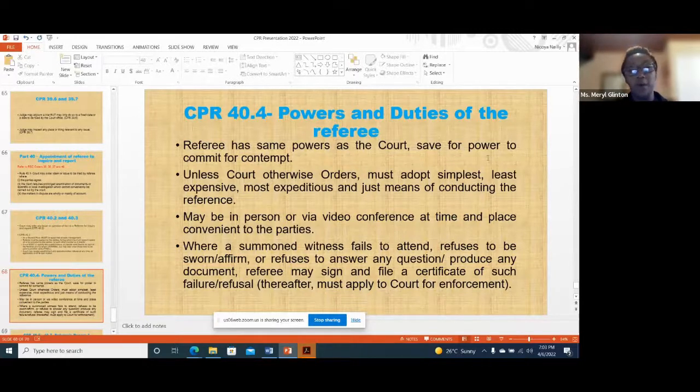And of course, remembering the witness summonses, which were addressed by Her Ladyship, where a summoned witness fails to attend or refuses to be sworn or affirmed or refuses to answer any question or produce any document, the referee may sign and file a certificate of such refusal or failure, and thereafter you will have to apply to the court for enforcement. I would advise you to go and look at 40 particularly, because it addresses some of the consequences that might be suffered by a witness who refuses to attend or who refuses to answer any question. There are some cost implications potentially for that witness. Next slide.